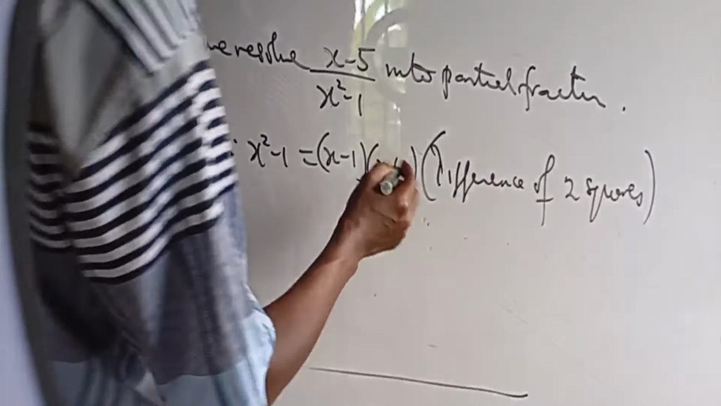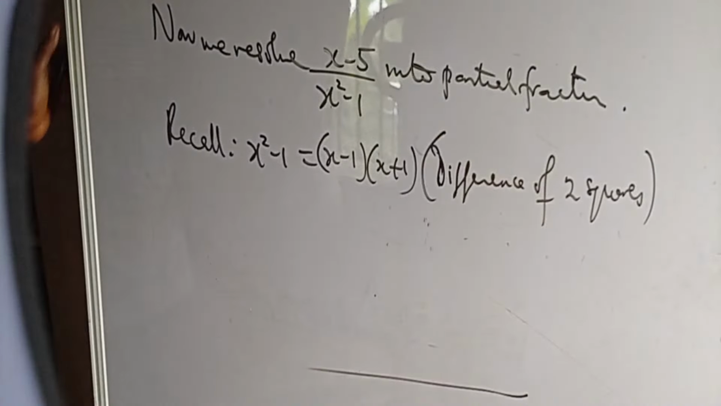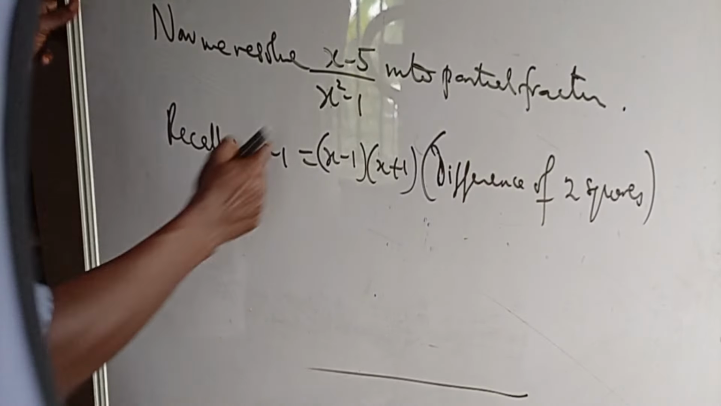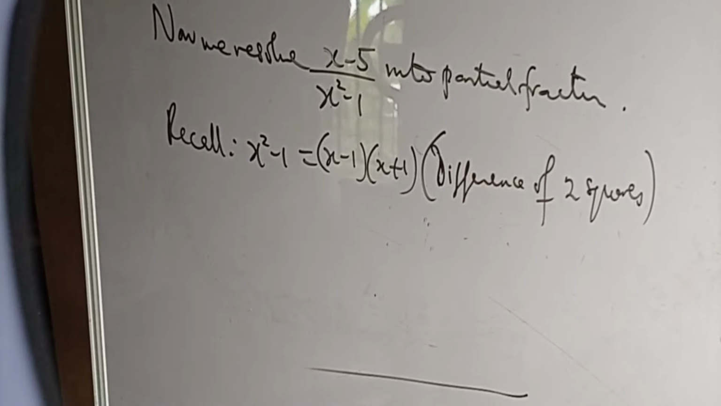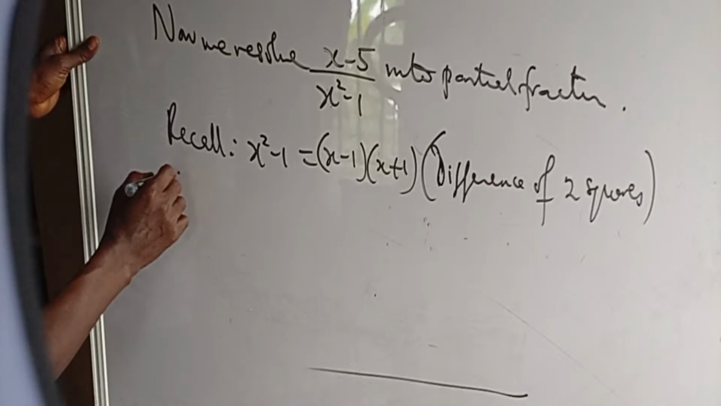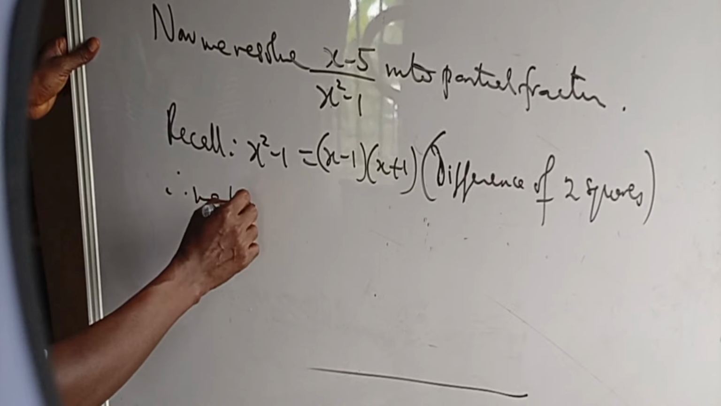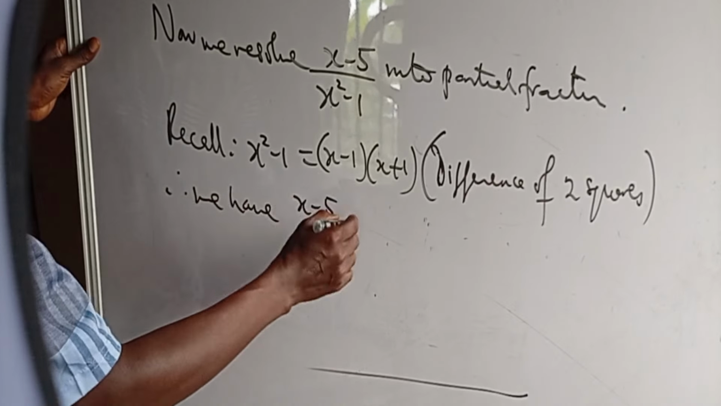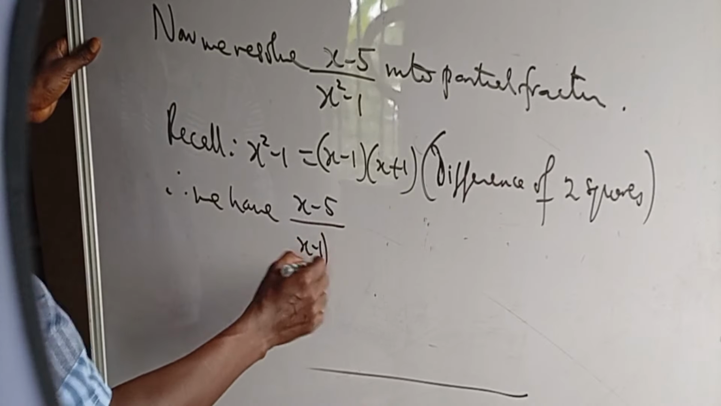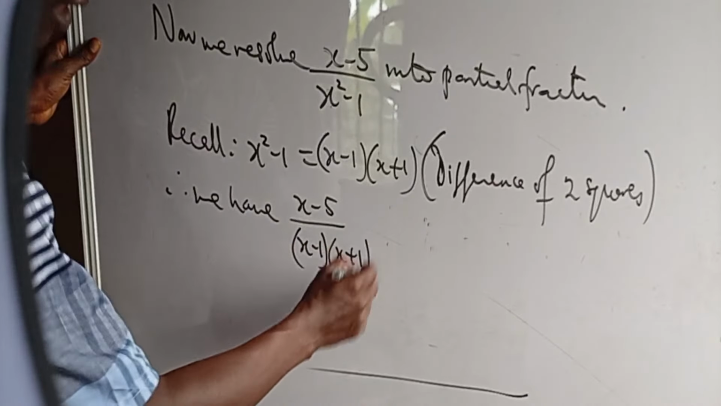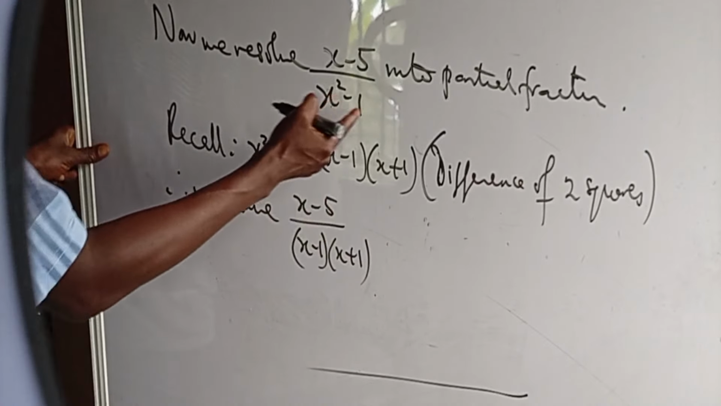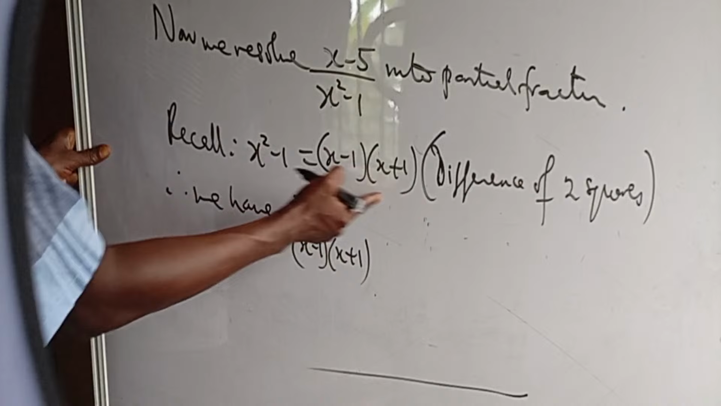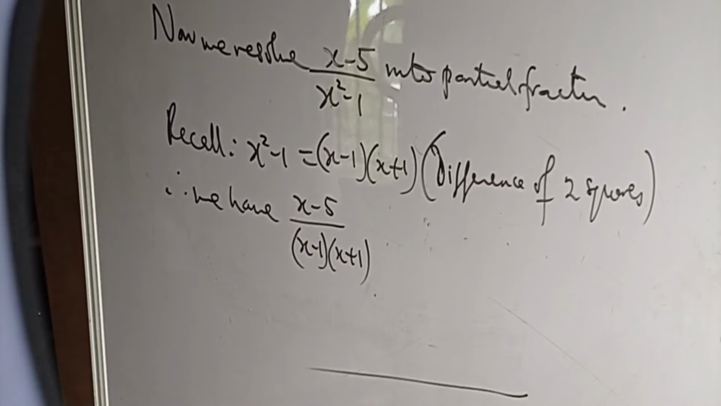When you have a difference of two squares, that is how you are going to break it. Just like if you have x squared minus 4, it will be what? x minus 2, x plus 2. That's it. Therefore, we now have x minus 5 all over x minus 1, x plus 1. That is what we want to resolve now, because we are going to replace x squared minus 1 with x minus 1, x plus 1.